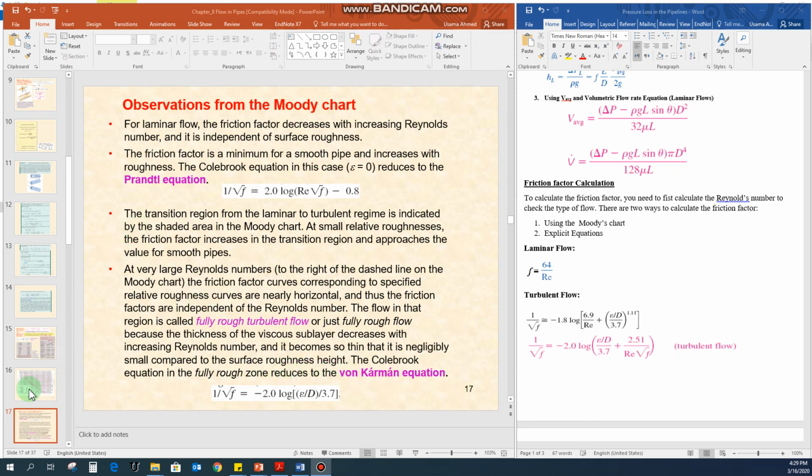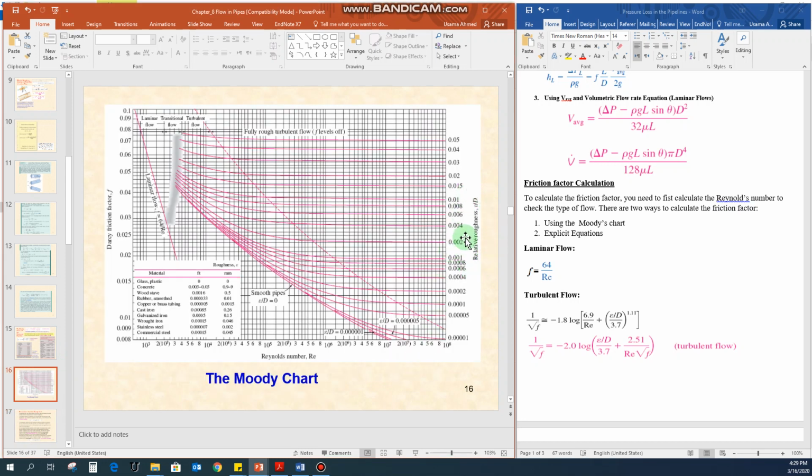So what is meant by this part of the observation of the Moody's chart? If you look at the chart, on the right hand side you can see the relative roughness, and this is the region where you can see a fully rough turbulent flow. When the Reynolds number is increasing and you are dealing with turbulent flow, as the roughness is increasing, there will be an increase in the friction factor value. But in this region, for the fully developed turbulent flow, these pink lines become just straight. So what does it mean here?